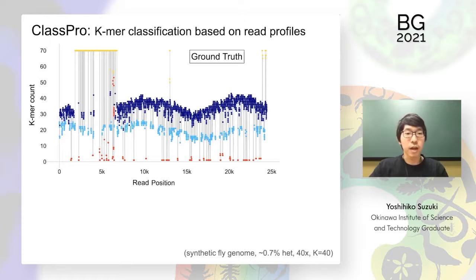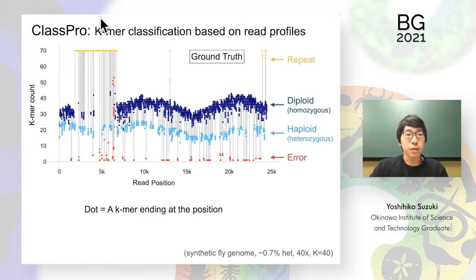Hi everyone, I'm Yoshihiko Suzuki. So here I introduce a new k-mer classification method based on the read profiles generated with the FastK program. So this is an example of the profile of a single HiFi read in a simulation dataset with 40x coverage. In this plot, each dot indicates the count of the k-mer ending at the position on the read, and adjacent k-mers are connected with gray lines.